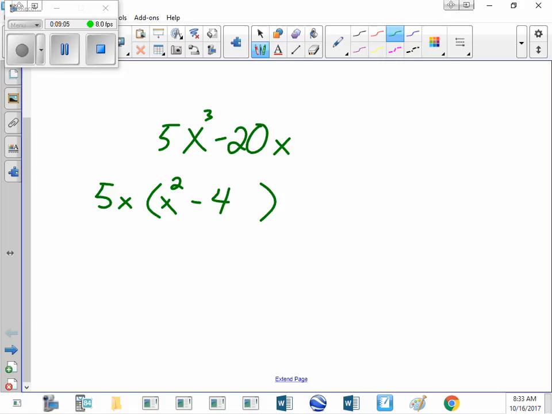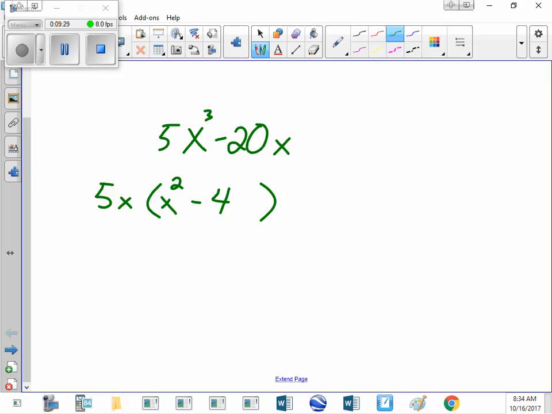No, well, we're just factoring. We're not finding the roots. Does it factor further? It does. You have to remember the easiest form of factoring. This is a DOPS. It's a difference of perfect squares.